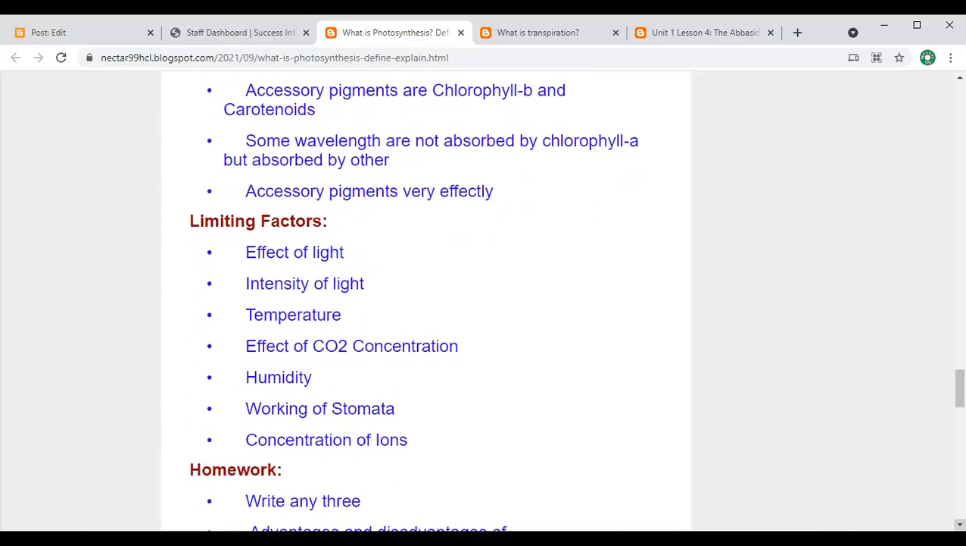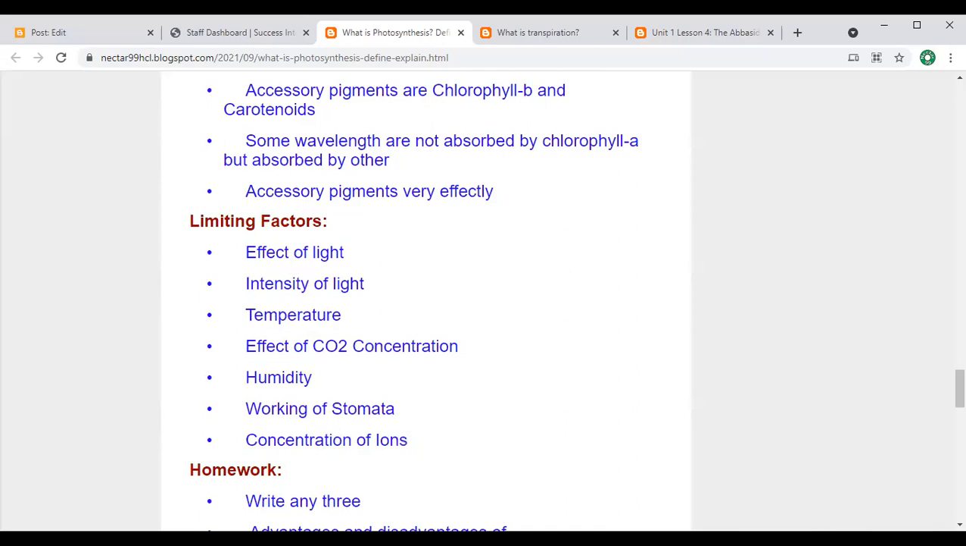Now the last part of the lesson here is about the limiting factors. Effect of light, number 1. Number 2, intensity of light. How much intensity is going on? Okay, temperature, effect of carbon dioxide concentration, humidity in the atmosphere, working of stomata, and the concentration of ions.